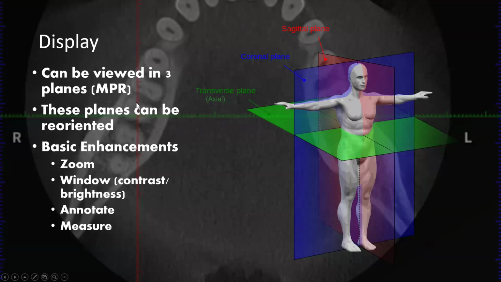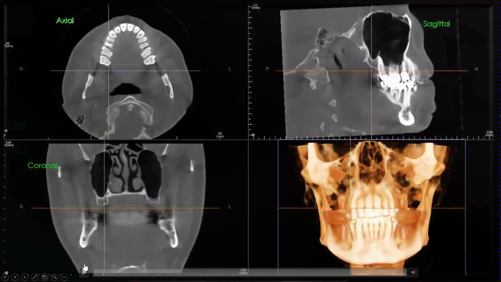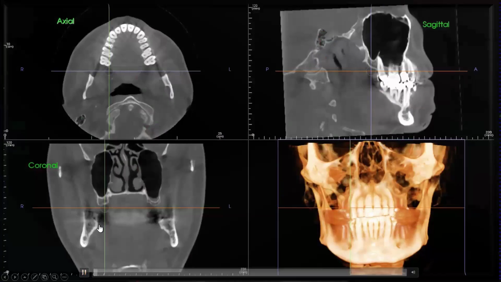So this is an axial slice through the mandible. And the sagittal slice, it would show you here in red. The coronal slice would be here in green. And so if you scroll through the coronal slice, you'll see this line moving. You can also see it in the 3D reconstruct. Just like with any software, you can zoom, you can change the contrast and brightness, you can annotate, and you can measure. And so here's a video of me going through my cone beam.